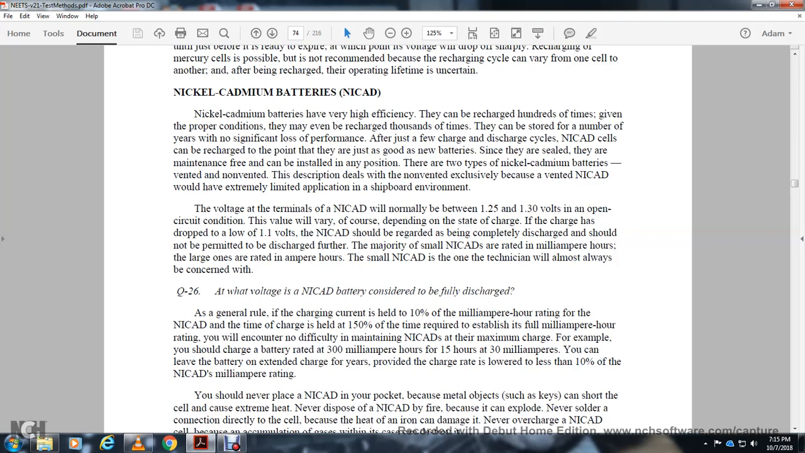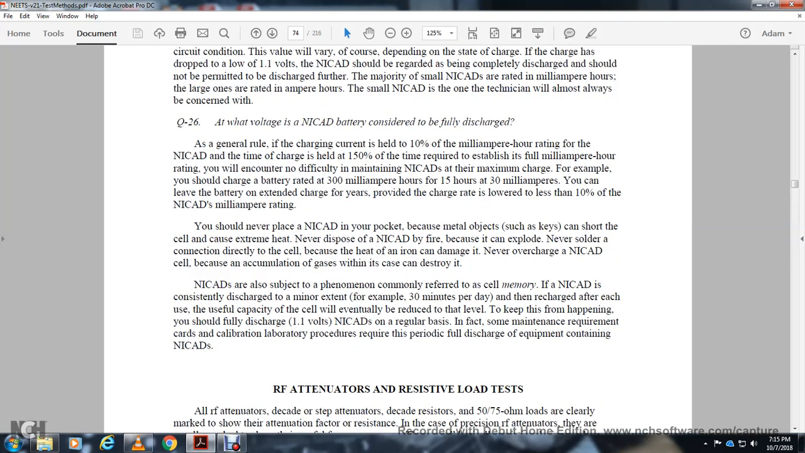The majority of the nickel-cadmium cells are rated in milliampere hours. Large ones are rated in ampere hours. This is something technicians must always be concerned with. As a general rule, charge at 10% of the milliamp-hour rating of the nickel-cadmium, for a time of 150%. They require establishing the full milliamp rating, with no difficulty maintaining the nickel-cadmium at maximum charge.